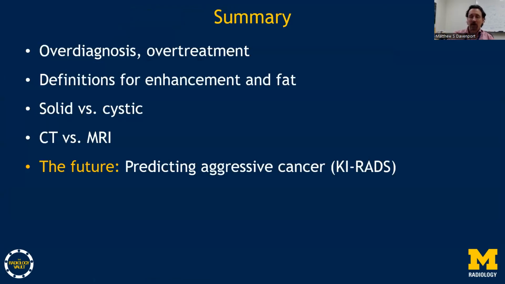So in summary, we covered how overdiagnosis and overtreatment have really plagued the diagnosis and management of the incidental small renal mass, and we've got to figure out ways to address that problem. We covered definitions for enhancement and macroscopic fat, and highlighted how macroscopic fat is often associated with a benign mass, an angiomyolipoma, but microscopic fat is not helpful for discriminating benign and malignant masses. We distinguish solid from cystic masses. Again, solid is 25% or more enhancement, and cystic is less than 25%. We talked a little bit about different advantages of CT versus MRI, and in the future, predicting aggressive cancer is where this field is going to go because of the need to reduce overdiagnosis and overtreatment.